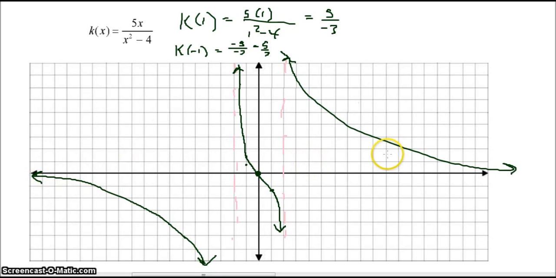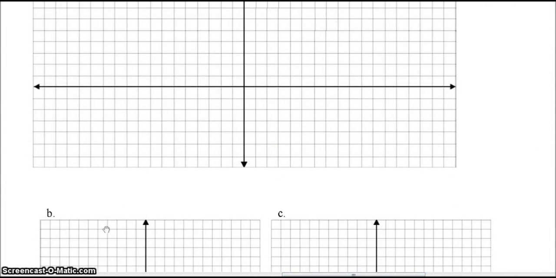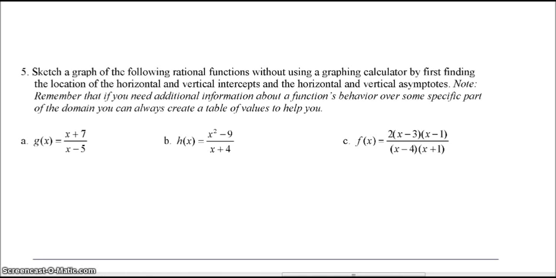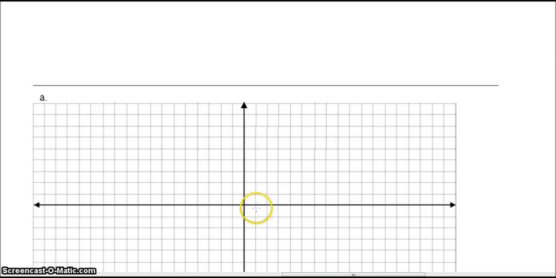Remember that horizontal asymptote at y equals 0. Okay, sketch a graph. Let's take a look at this one. Notice that there is a vertical asymptote at x equals 5. So I'm going to go ahead and come to my graph where x equals 5. I can put a vertical asymptote.